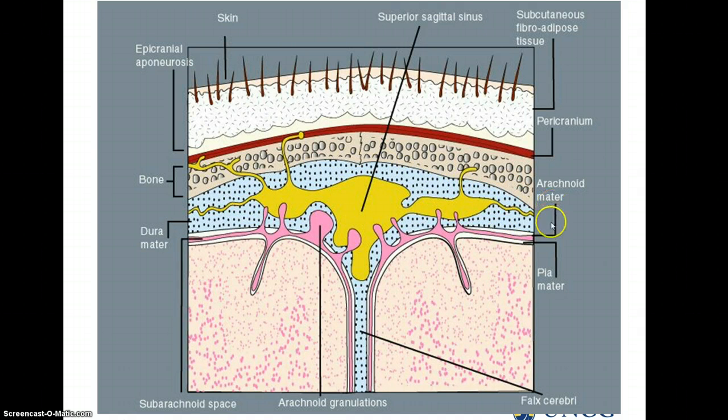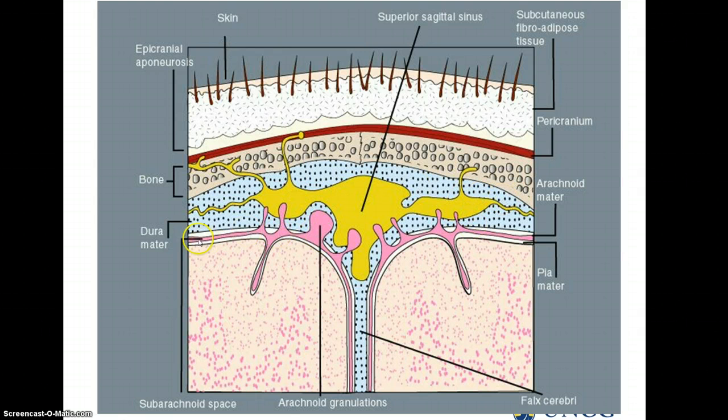Just deep to that is the arachnoid mater, which sits right in here. And then deep to that is the pia mater. And the pia mater, actually, this little black line which sort of outlines this, which is the brain. And the pia mater is sort of like this glossy saran wrap thing that goes into all these little nooks and crannies of the brain. So here's your brain, your pia mater, your dura mater, then your arachnoid mater.